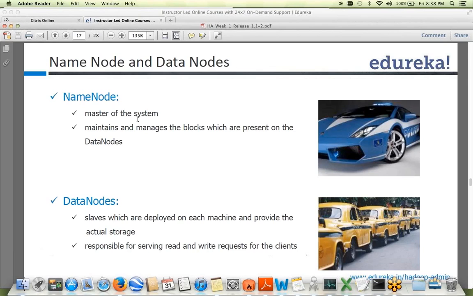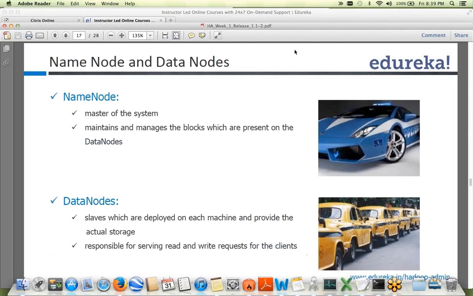So basically it contains the name node, which is the master of the system and maintains and manages all the blocks that are present on the data nodes. As we discussed, the name node is the metadata house of the system. Anytime any request comes for looking at a file on the system, it goes to the name node, and the name node tells that this file is made up of 6 blocks, and these 6 blocks are on these nodes. Then the client goes back to those data nodes and fetches the information directly from them.